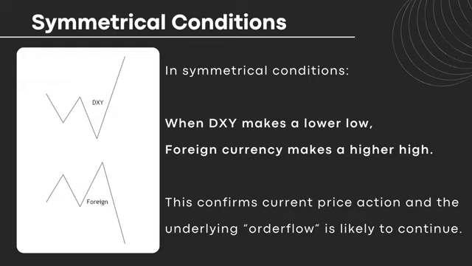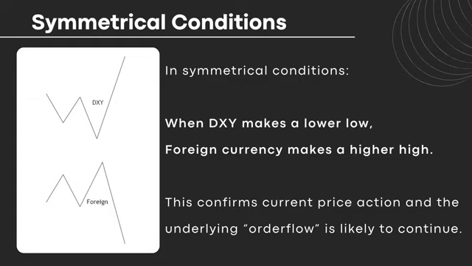We know that when DXY makes a low, Euro USD makes a high. This suggests that the market is in a symmetry because the structure is the same. Now, if you're going to ask me that it's inverted, that's because DXY moves opposite to foreign currency, right? So don't confuse inversion with symmetry.